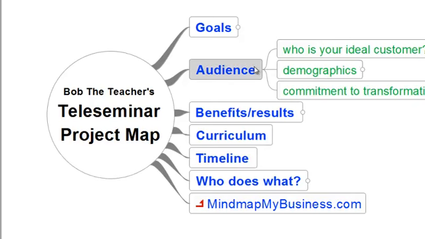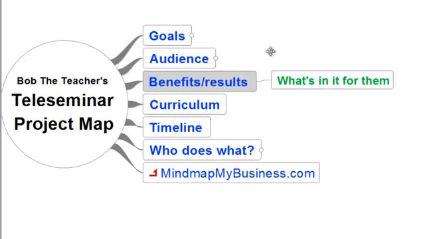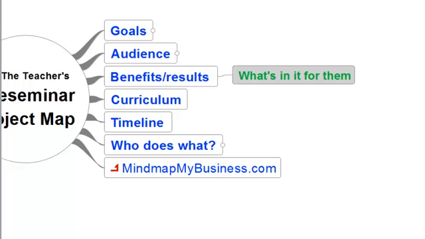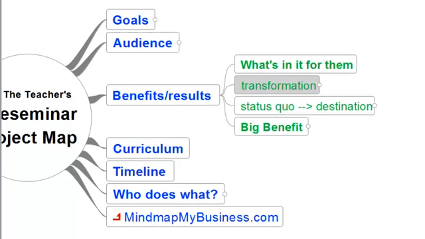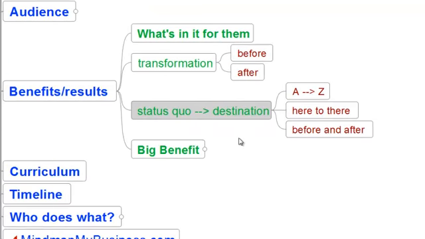Now, once you get clear about your audience, then you're going to want to focus on the benefits that your program is going to bring to them. And this is really about what's in it for them. Now, normally, this kind of what's in it for them is going to be in the form of a transformation, a before and after. You might also consider that as status quo, what's going on right now compared to their destination.